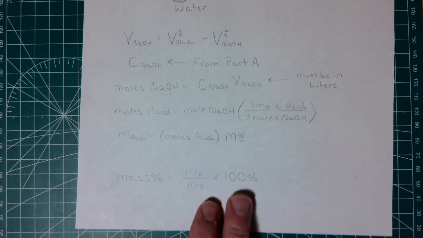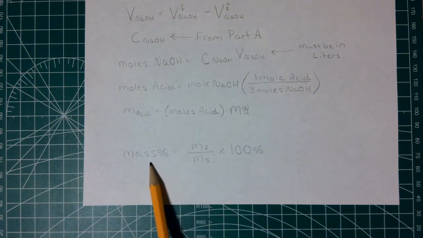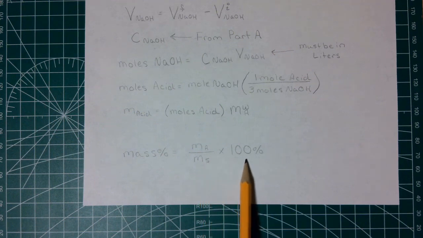And then finally, we'll calculate the mass percent of acid in our sample by taking the mass of the acid divided by the mass of the sample times 100%.